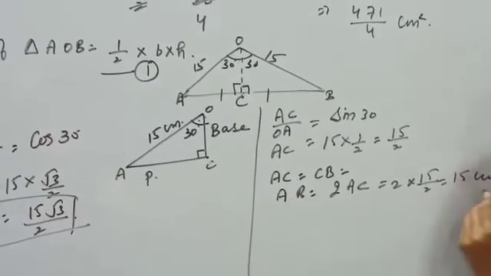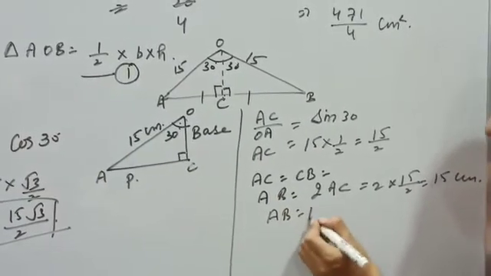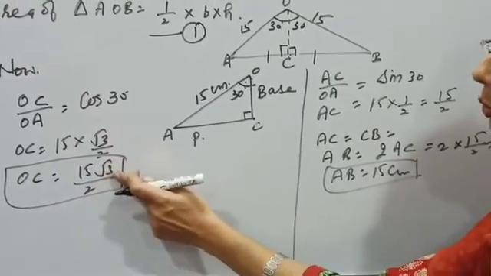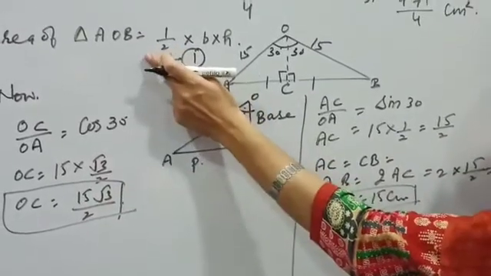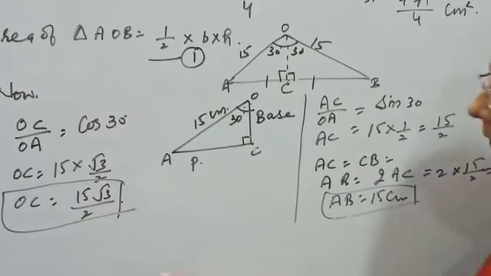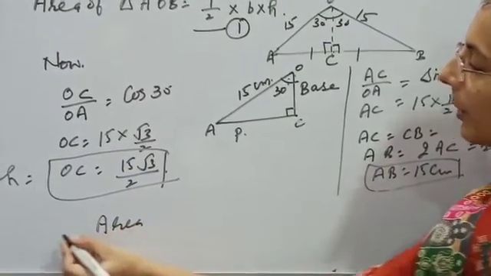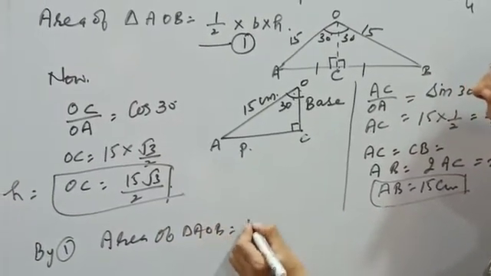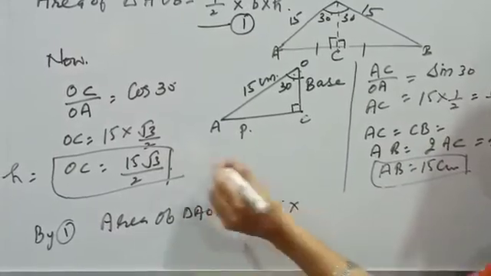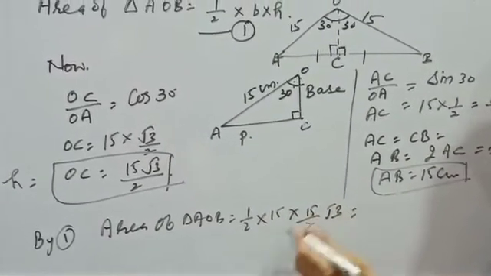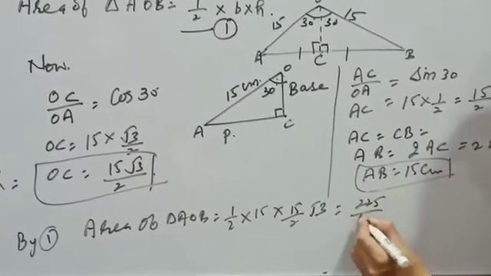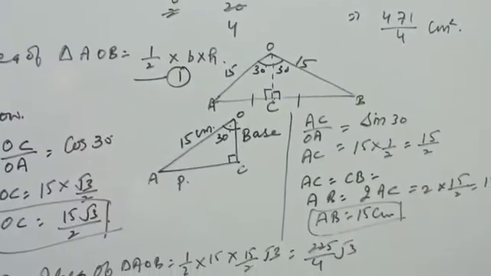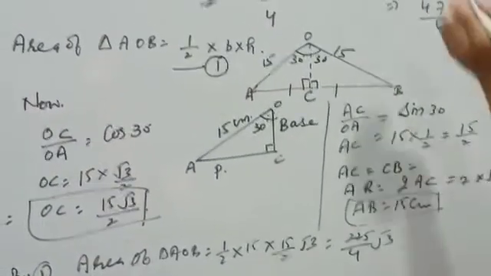So now these two parts, AB equal to 15 centimeter as the base, and OC equal to 15 upon 2 root 3, we will use to find out the area of the triangle AOB. So the area of triangle AOB is equal to 1 by 2, base is 15 and height is 15 upon 2 root 3. Which means 15 times 15 is 225 upon 4 root 3. Okay, now we will use this value to find out the area of the segment. So let us do that now.